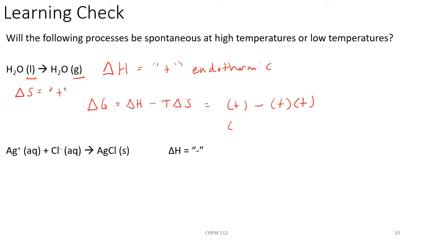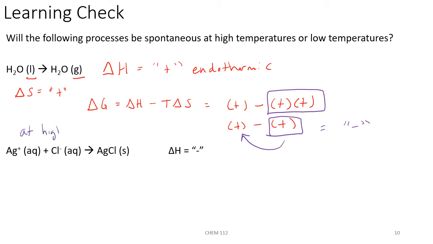In this case, we have a positive value minus another positive value. That could lead to a positive term, or that could lead to a negative term. We want a negative delta G if the reaction is going to be spontaneous. So we want this T times delta S term to become very large, so that when we subtract it from the delta H term, it ends up giving us a negative value. So this reaction would become spontaneous at high temperatures, when that T delta S term is big.